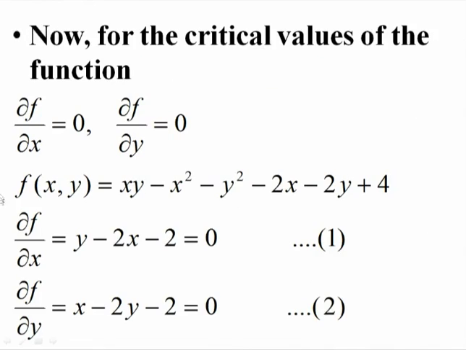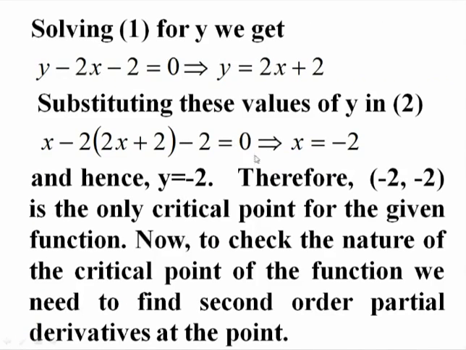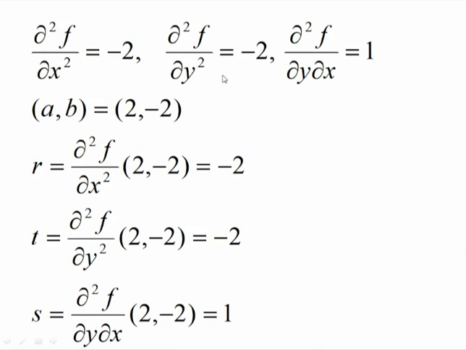Then we want to find del square f by del y square, so it is again minus 2. So del square f by del y square is the partial derivative of this equation 2 with respect to y. So this is 0, and minus 2. So let us see, del square f by del y square is equal to minus 2.